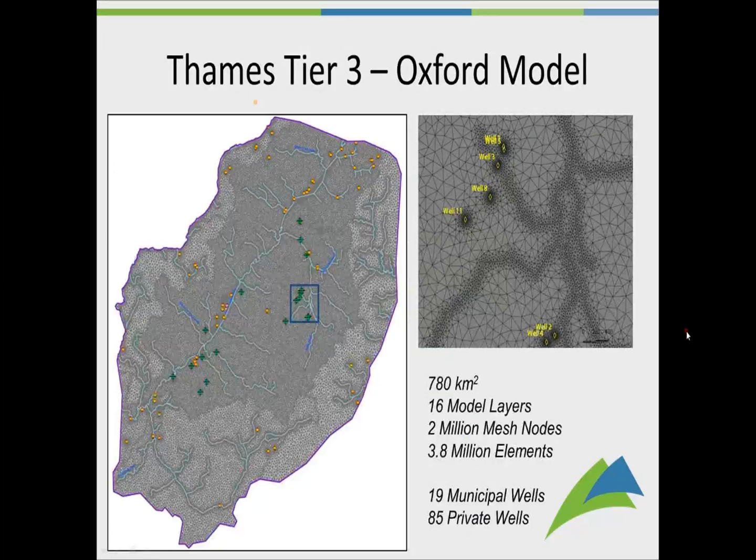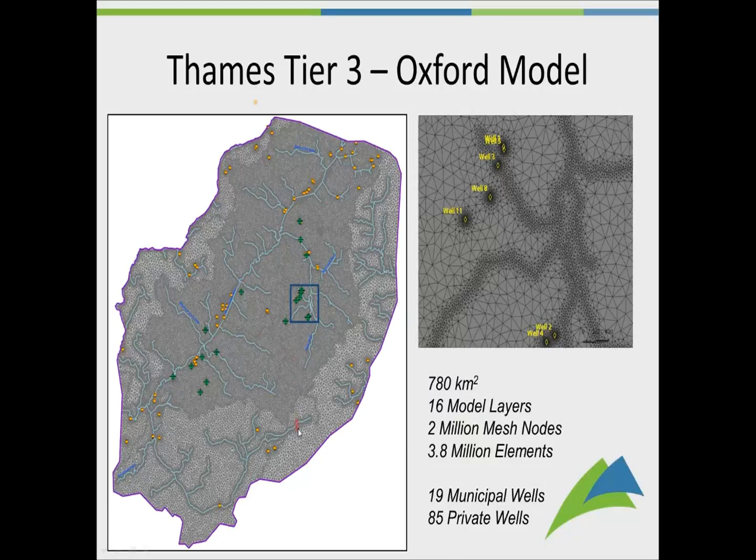So with all that information, we were able to build a mesh in FEFLOW, and FEFLOW uses triangular elements. The 3D geologic characterization was translated to create the 3D FEFLOW model, and the mesh is shown here. On the left, municipal wells are shown in green, and other private wells are shown in orange. The streams, with the main one being the Thames River, are shown as blue lines.